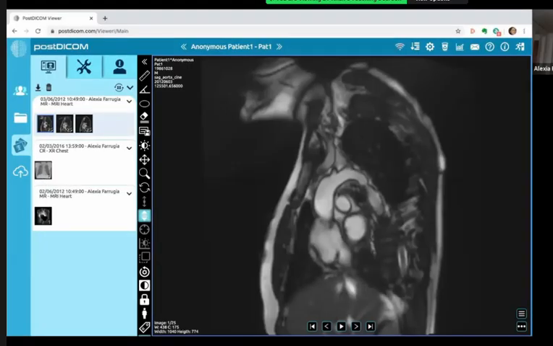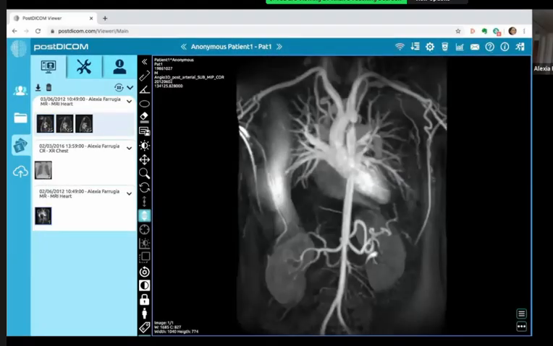Well done. There it is. This is a 3D angio, post or distal to the left subclavian, which demonstrates it beautifully. Exactly, yes, which is the typical site for a coarctation.